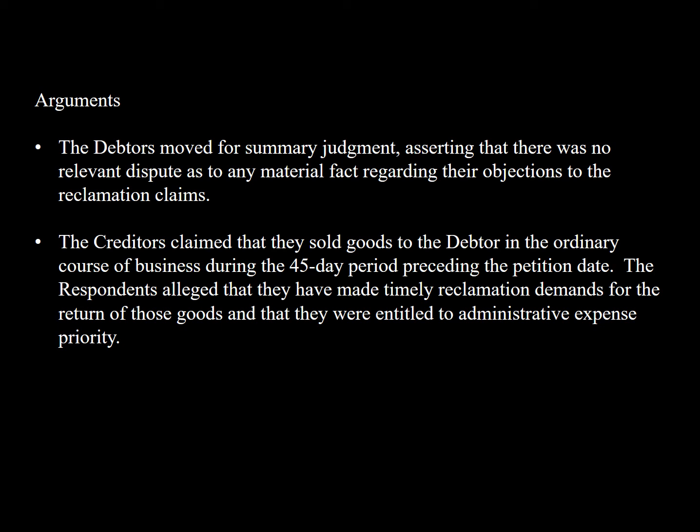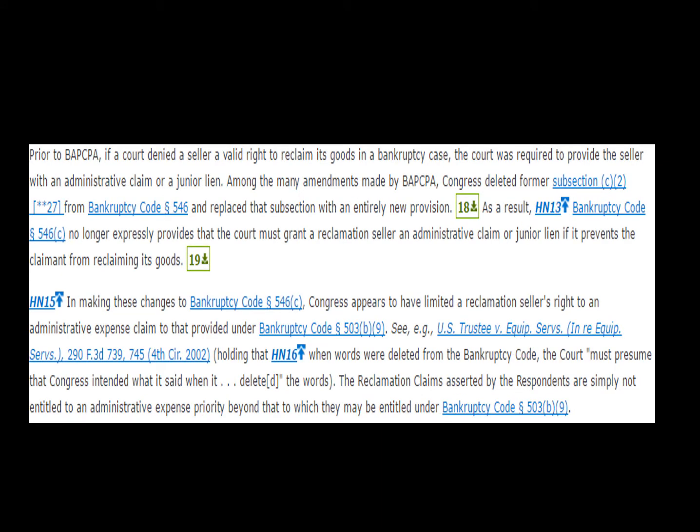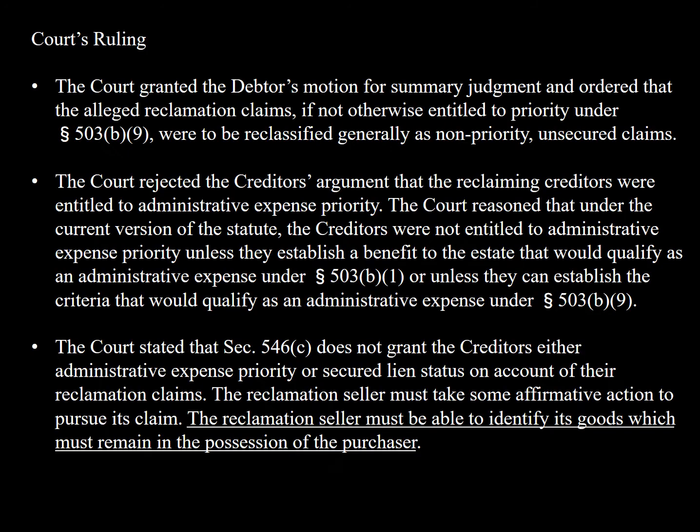Well, there was a summary judgment motion filed. Basically, what the court said is that, hey, the law changed, the verbiage of the law changed, and because of that, there is no more a requirement that a court give an admin claim just because you file a 546 reclamation claim. I don't have to do it anymore. It's out of the code. That's basically what this particular court opined.